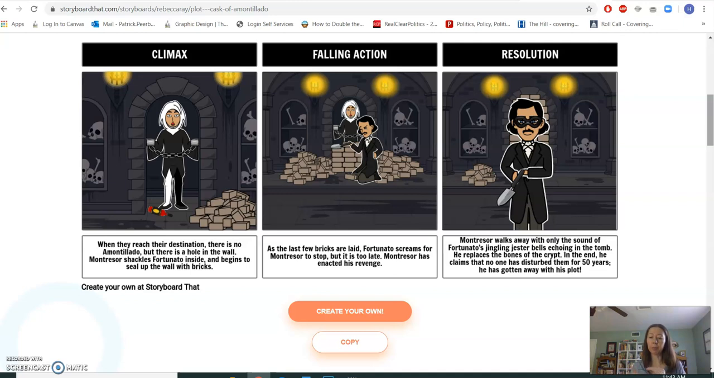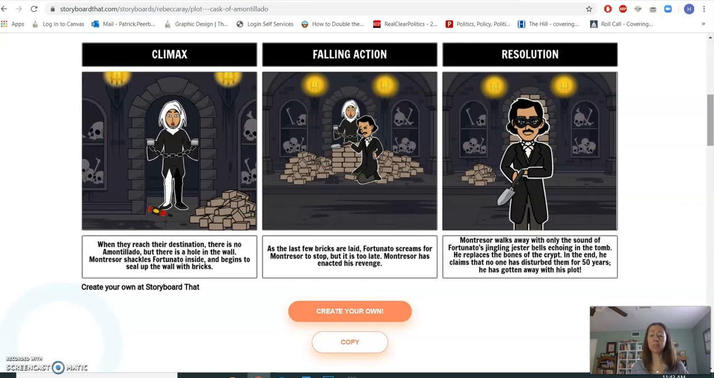He starts to brick up, brick by brick, build a wall, walling Fortunato into the catacombs. And throughout the next page or so, Fortunato will at times go silent. At times he will scream for mercy. At other times, he will laugh. And all of these reactions, I think, add to the overall horror of the story.